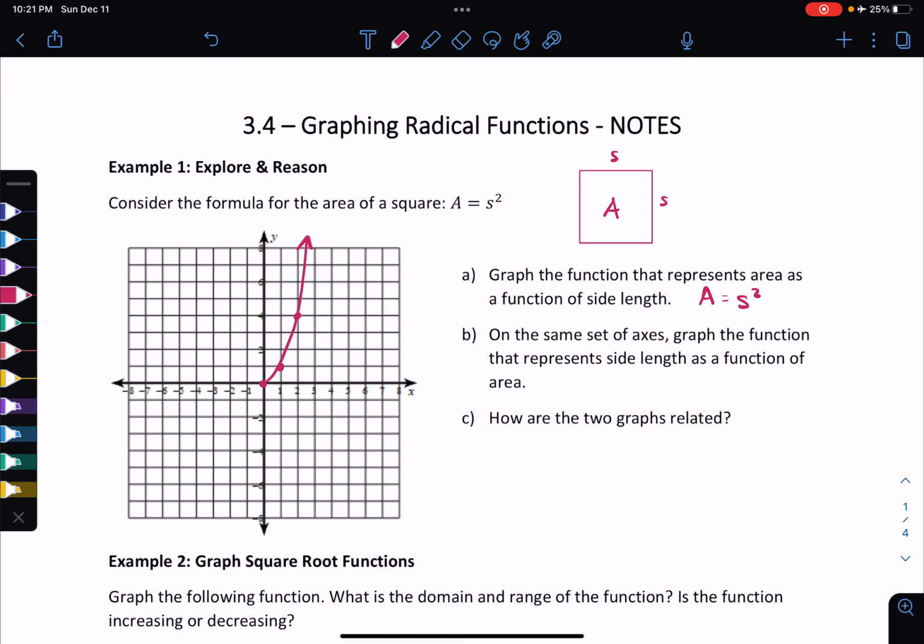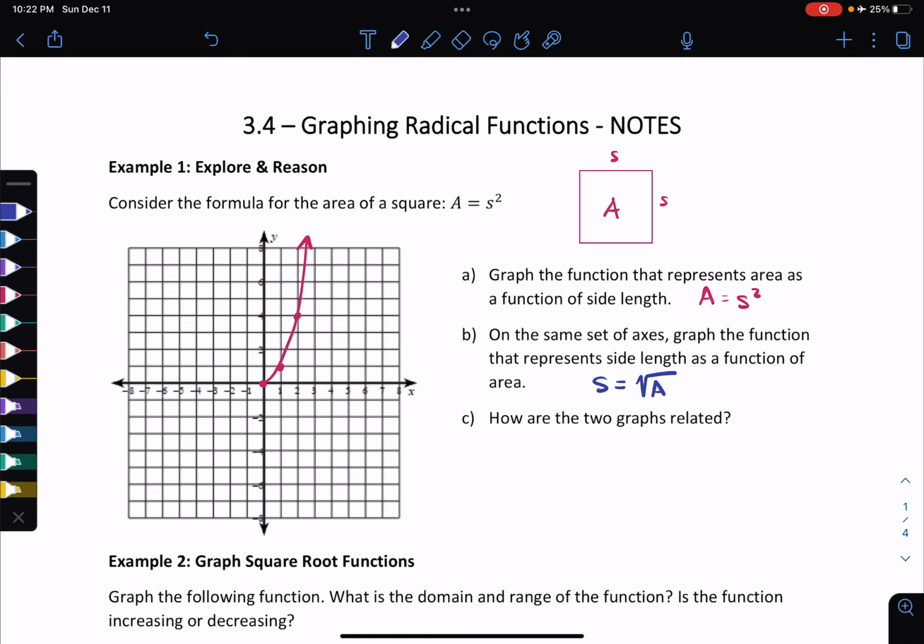Now, on the same set of axes, we're going to graph the function that represents side length as a function of area. So instead of area equal to side length squared, I want side equal to something with area. To do that, I would need to take the square root of the area. That's how I would get the side. That's how I can undo this side squared and I get area. So if I graph this, let's look at this.